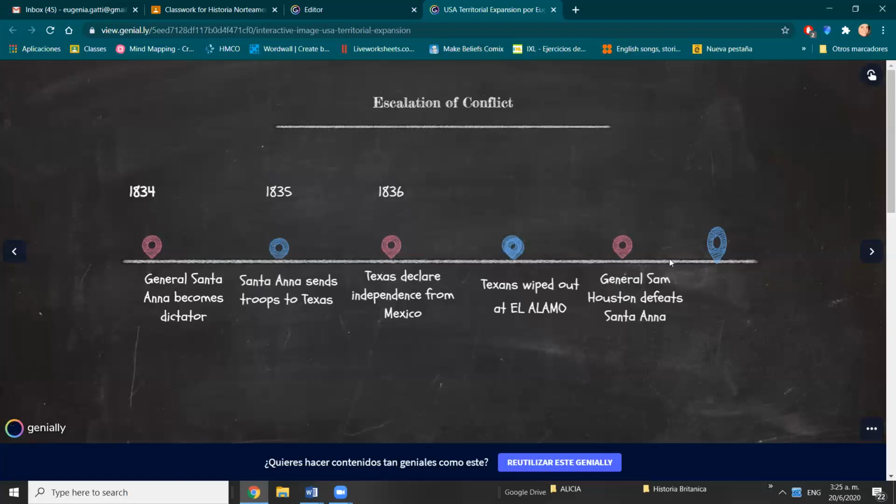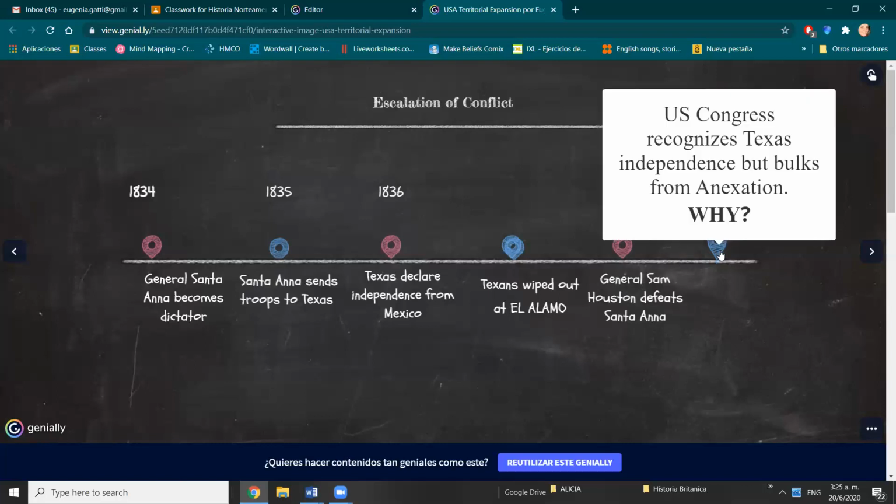So, 1836, the United States Congress recognizes Texas independence as a new nation, but votes against annexation. Why do you think so? Why do you think that Congress says no?